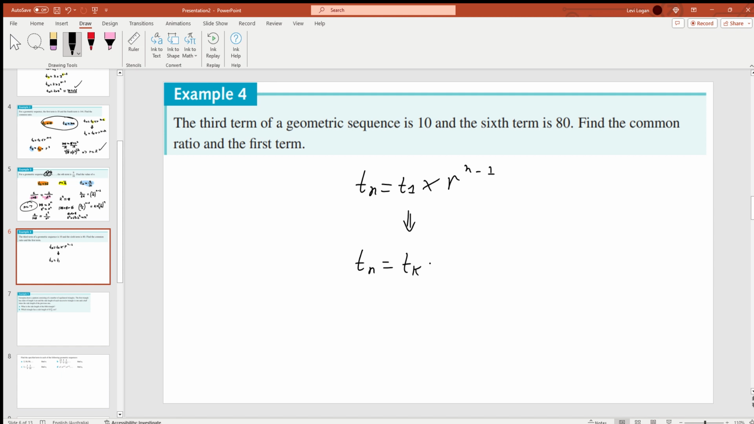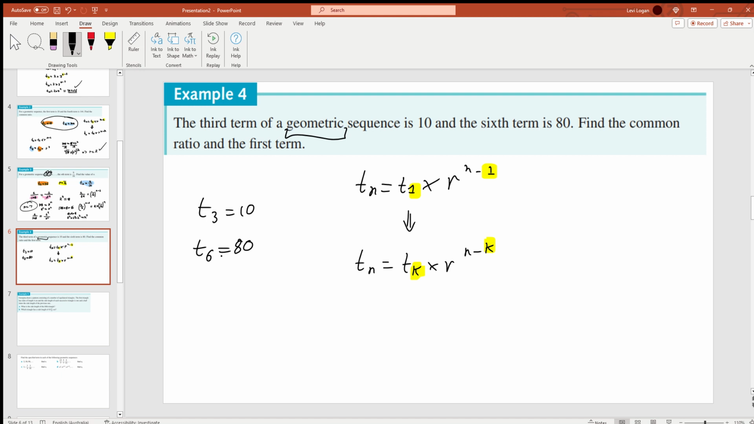So T of k times by r to the n minus k. All I did there was replace the 1 with a k. No pun intended there. So what do we have given? The third term is 10, and the sixth term is 80. Now, I can use this formula because they're saying geometric sequence. The reason why I haven't actually been checking the questions is because I know this is from the geometric series chapter, but in books and questions, you've got to check whether it's geometric or arithmetic.